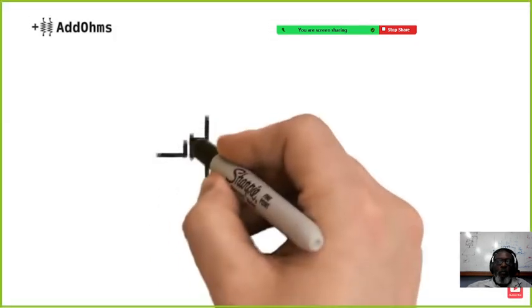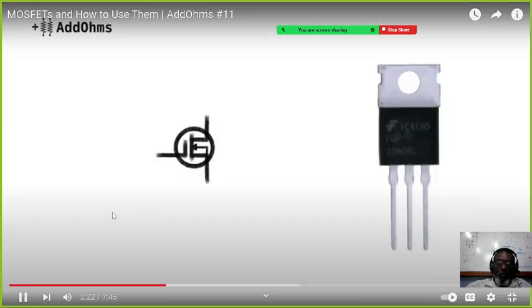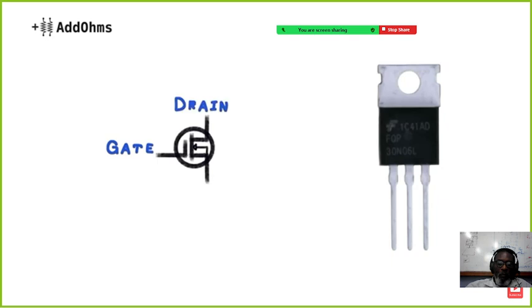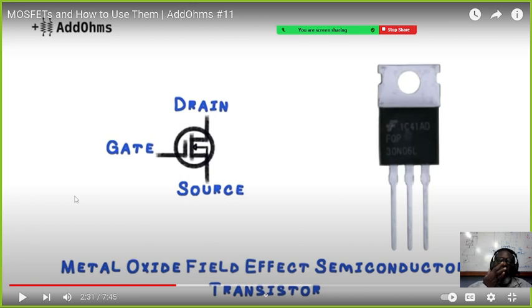Here's the symbol for an N-channel enhancement mode MOSFET. And here's a TO220 style transistor. The pins of a MOSFET are identified as the gate, the drain, and the source. Take that in good. The gate, the drain, and the source. Notice it's still like a little L right here. And this one is like a little E with the arrow going inside of it.